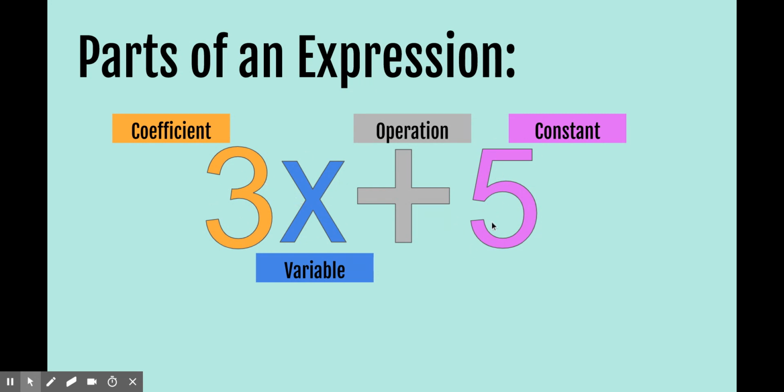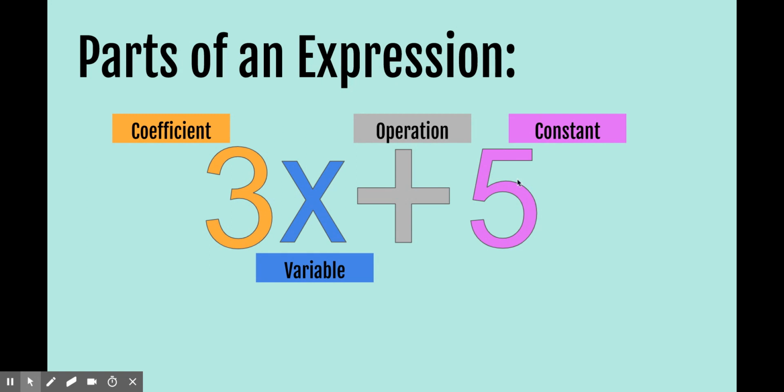Then, if I have a number that's being multiplied with a variable, that's called a coefficient. The variable is the letter that represents some unknown value. Operation, of course, is adding, subtracting, multiplying, dividing. And then a constant is a number without a variable because it will never change. So make sure you're familiar with that.